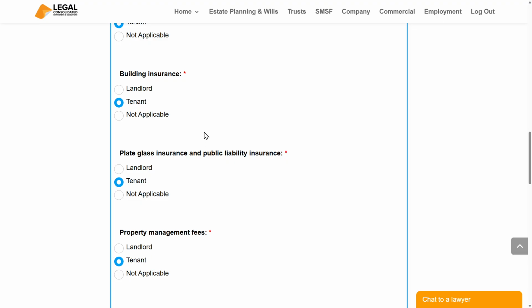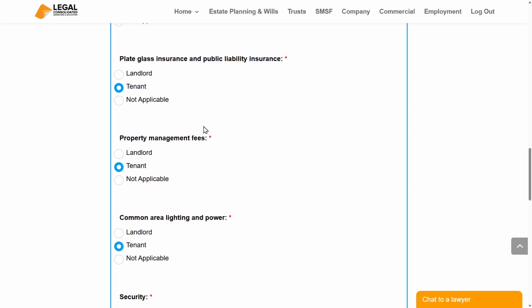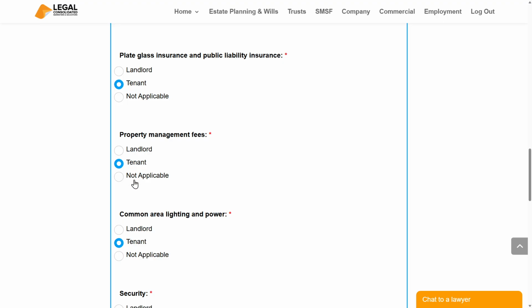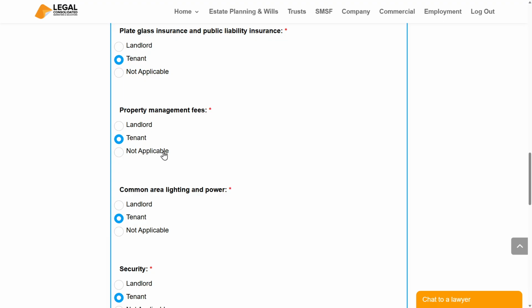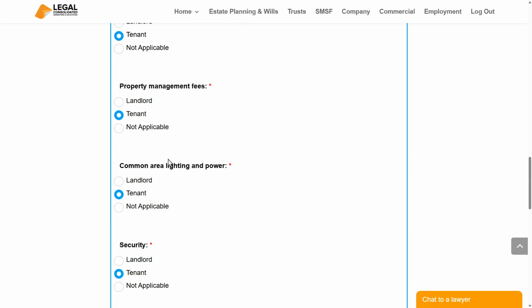Building insurance, plate glass window, particularly on high-rise buildings. Property management fees. You will generally find that the landlord will not want to deal with the tenant directly, and will therefore employ a real estate agent to manage the property, in which case that is passed on to the tenant. What's that? You're going to deal with it directly? You're going to put not applicable? Don't do that. Don't do that. Leave it as tenant. And if you don't hire a property manager, then there's no bill.